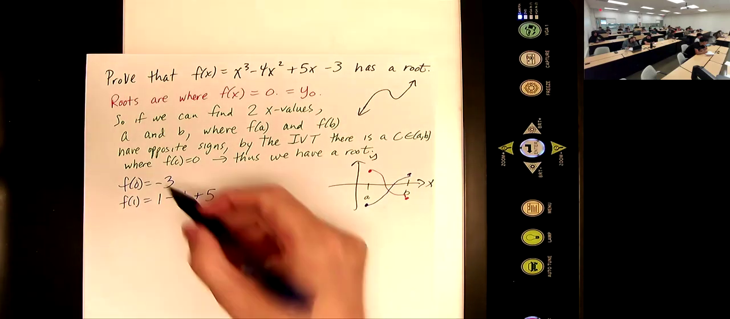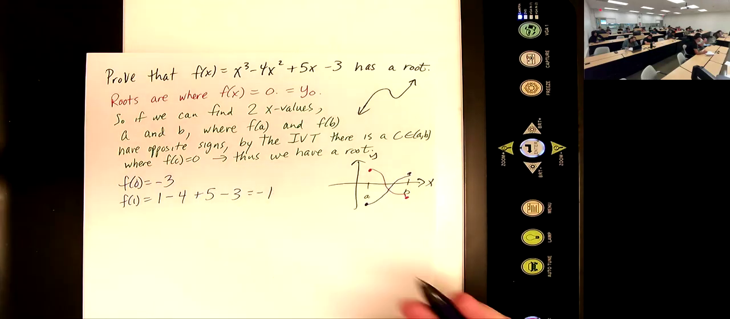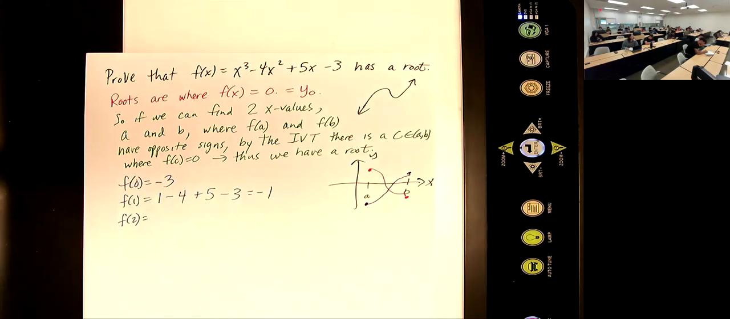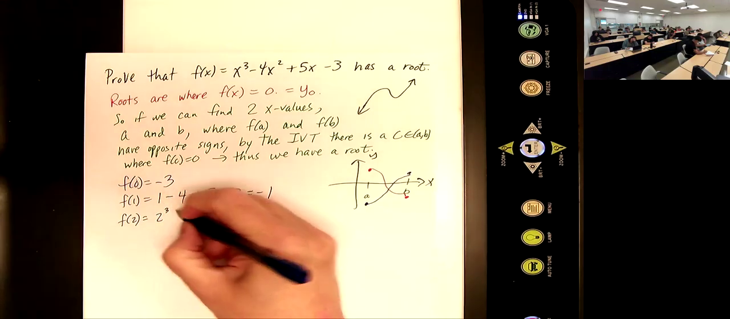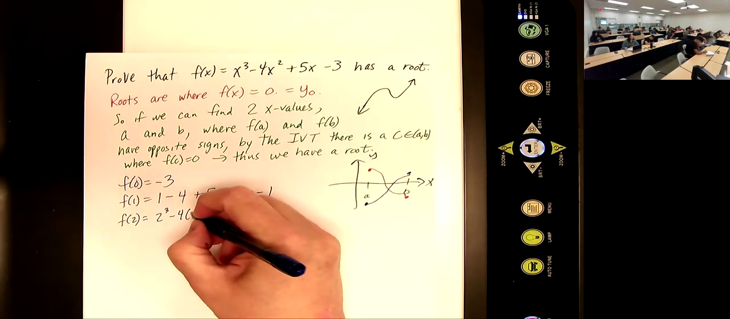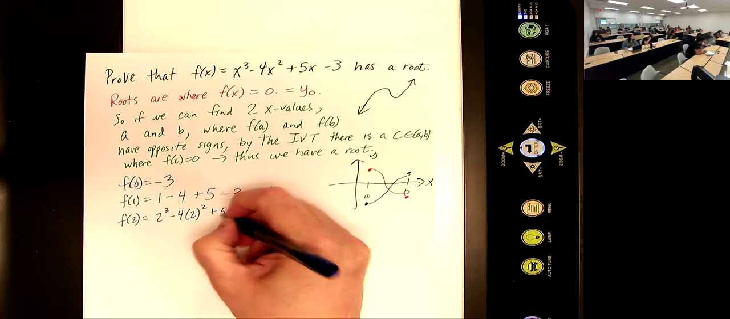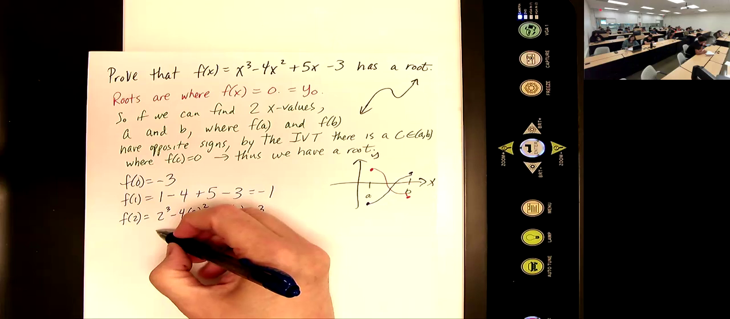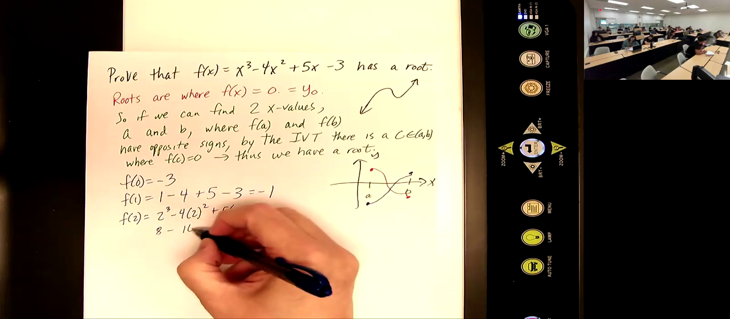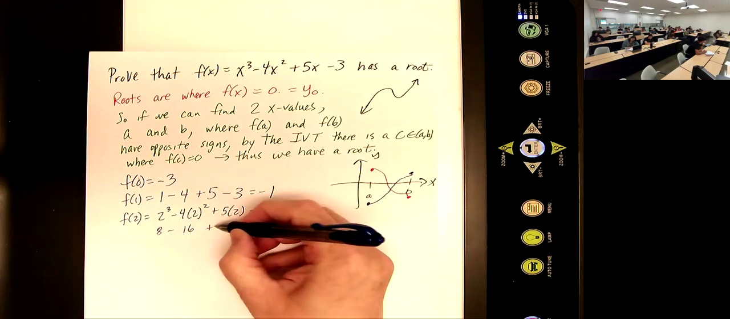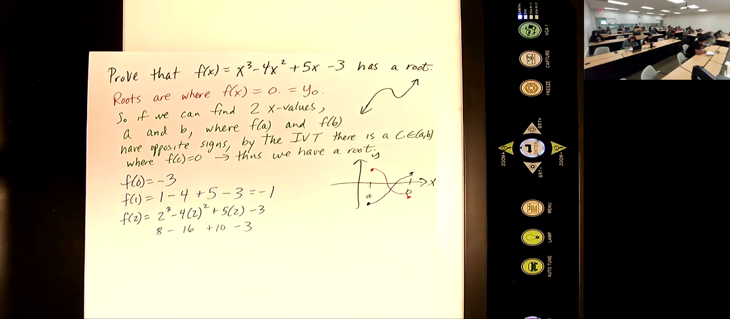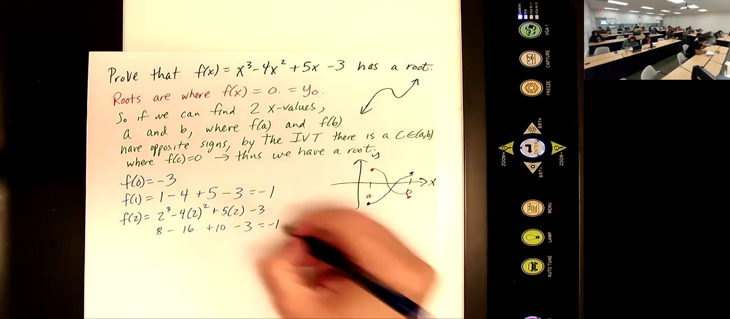It looks like this is kind of going up though. Maybe we try f of 2, see what we get. Maybe we'll get a positive there. 2 cubed minus 4 times 2 squared plus 5 times 2 minus 3. We have 8 minus 16 plus 10 minus 3. This is still negative 1.